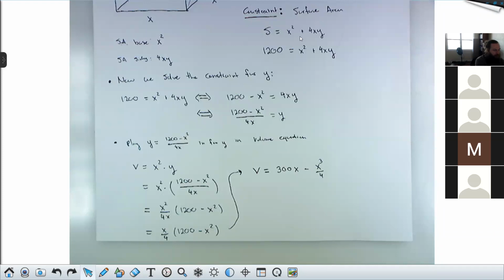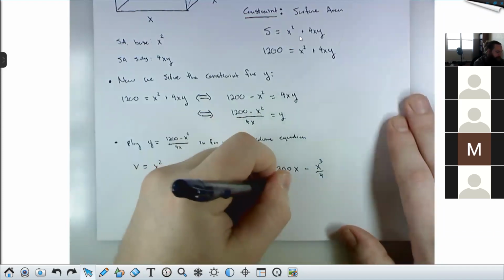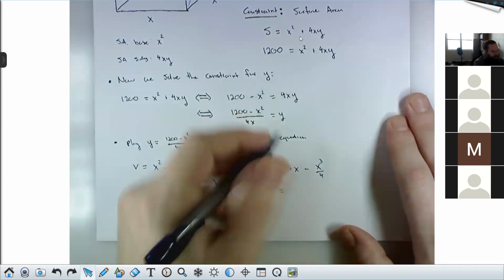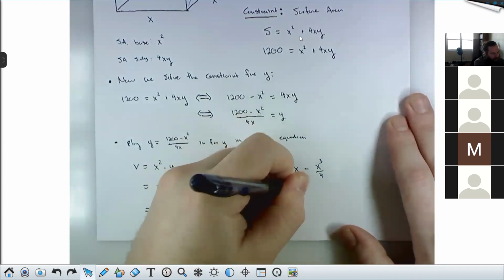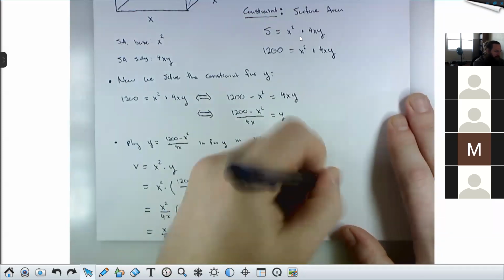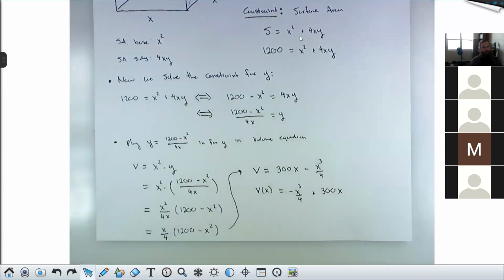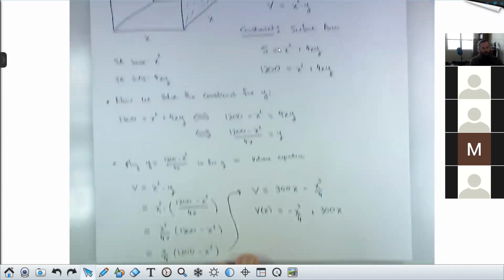And I like to rewrite this in function notation. Now that I have a function of a single variable, I can say, okay, V of x, and maybe put the dominant term out front. Negative x cubed over 4 plus 300x. So now I have my volume as a function of x. Previously, it was a function of both x and y, and that was an issue.